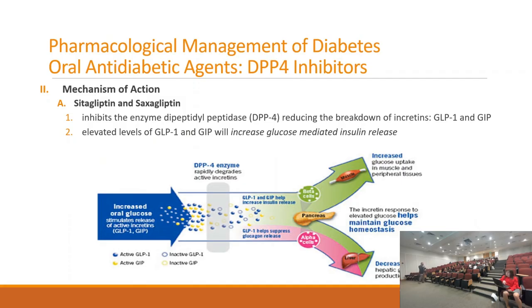So we get that kind of incretin hormone effect without a GLP-1 like drug. And again, as GLP and GIP levels start to increase, we get all of the incretin hormone effects. We get an increase in glucose-mediated release with that, and we'll see some of the other effects that we see with the incretin hormones.